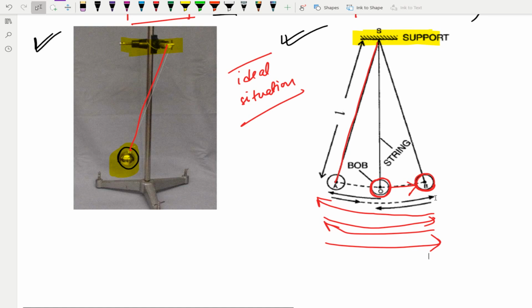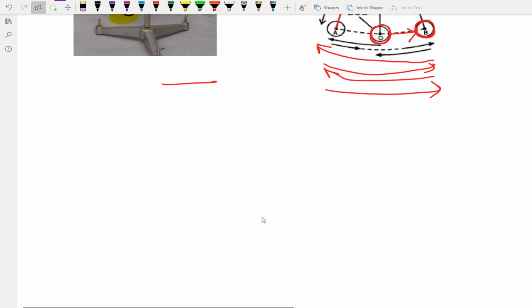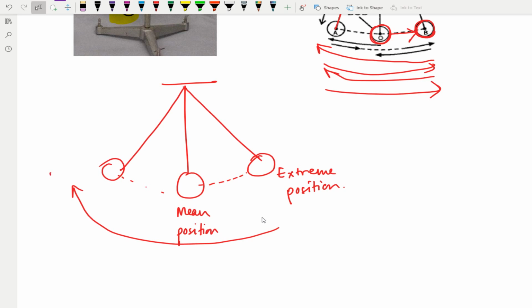Now remember, there are a few terms related to this simple pendulum. When the pendulum is at rest, this particular position is known as the mean position. When you displace it a little by applying a force, this is the maximum. Suppose the bob has gone here, this is known as the extreme position. And when from this point you release, it will again move back over here. This is also the extreme position.